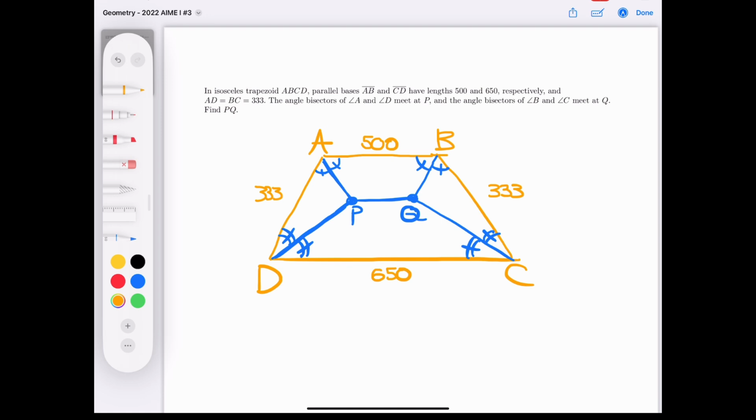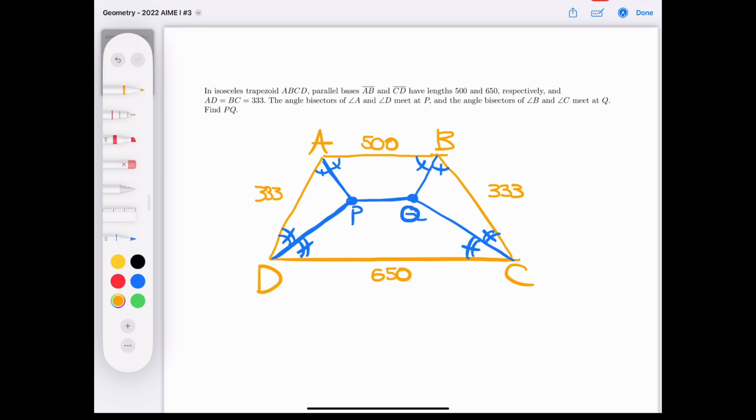And so in isosceles trapezoid ABCD, parallel bases AB and CD have lengths 500 and 650 respectively, and AD and BC have length 333. So the angle bisectors of angle A and angle D meet at point P, and the angle bisectors of angle B and angle C meet at point Q. And the whole goal of this problem is to find the length of PQ.